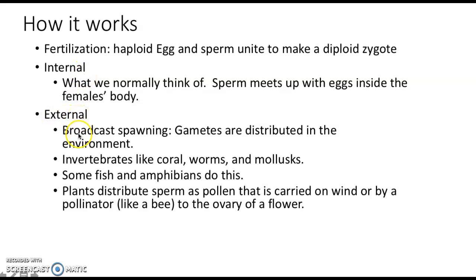Another word for external fertilization is broadcast spawning, and this is basically the gametes are just released from the bodies of the male and female into the environment, and everybody hopes they find each other. This happens in invertebrates like corals, worms, mollusks, and sponges. We also do have fish and amphibians doing this. Plants also are external fertilizers.